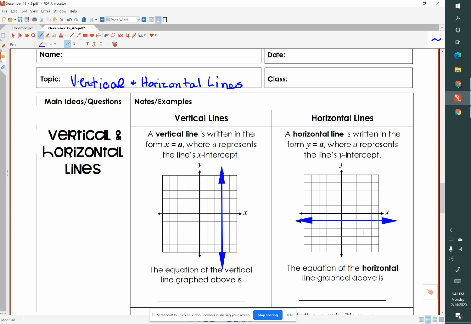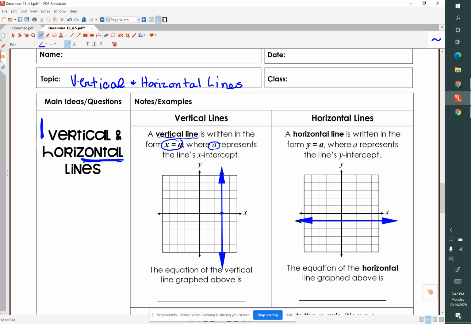Vertical and horizontal lines. Vertical are the up and down ones. Horizontal are the left to right ones. So a vertical line is written in the form x equals a, okay? And that where a represents the line's x-intercept. In this case, that's the a.